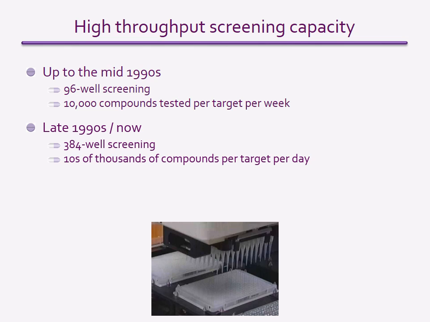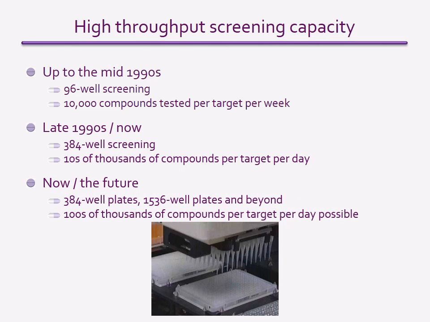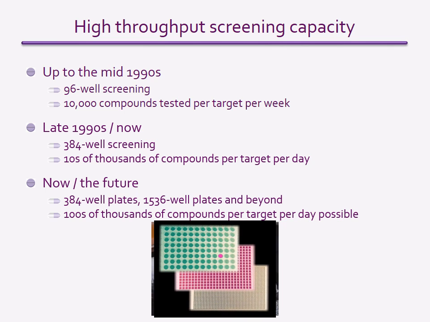Plates are now available that contain 1,536 wells, each with a volume of 12 microlitres. This will increase capacity to hundreds of thousands of compounds per target per day. This photo compares a 96 well plate at the top to a 384 well plate in the middle and a plate containing 1,536 wells at the bottom.